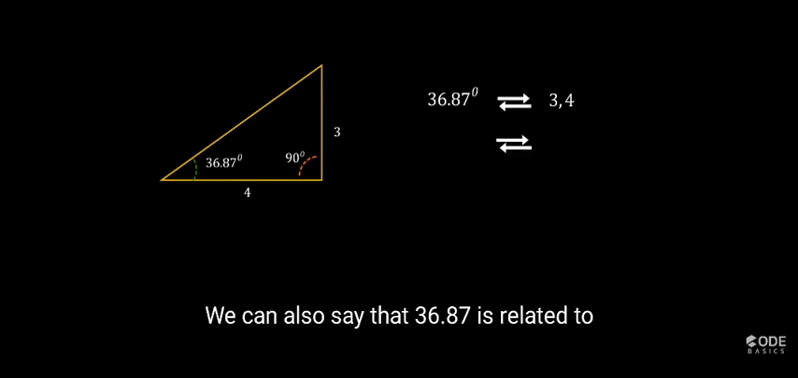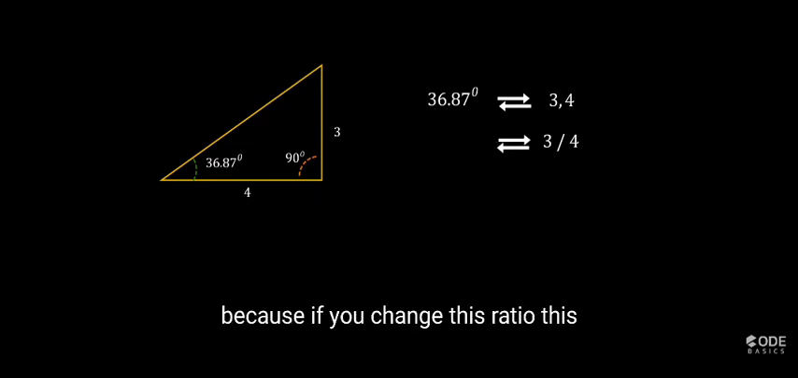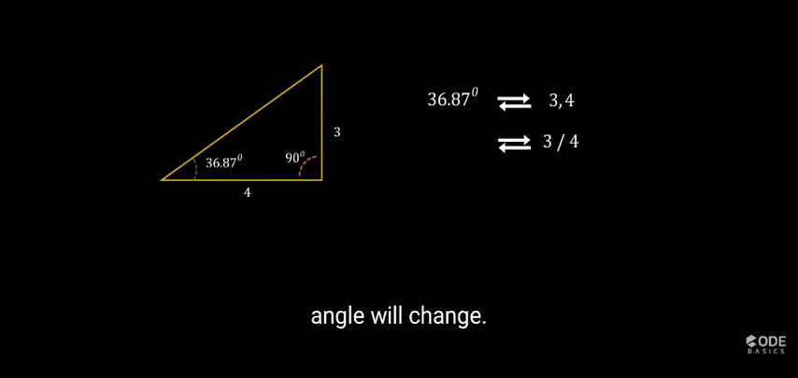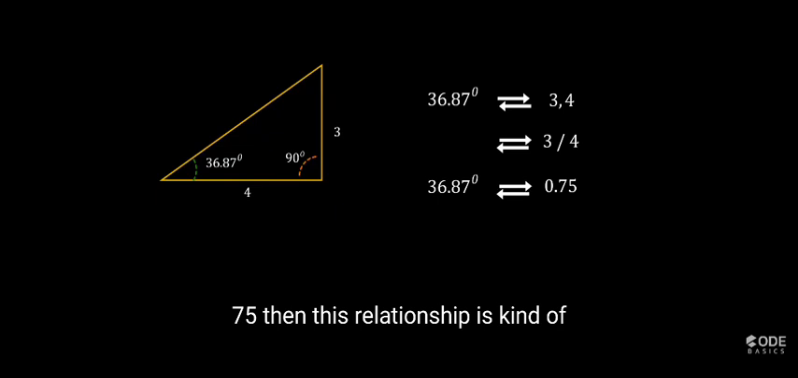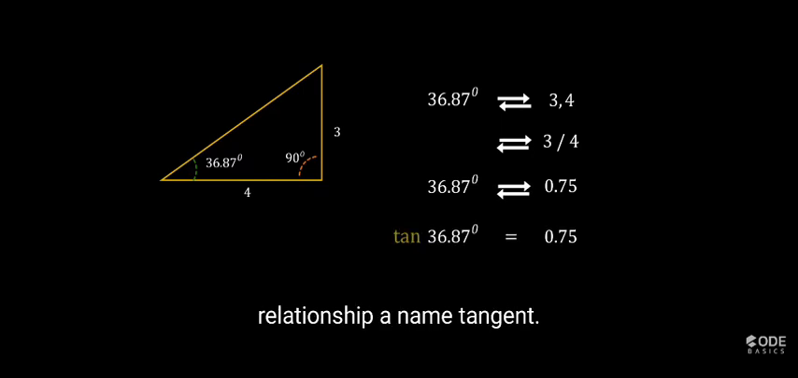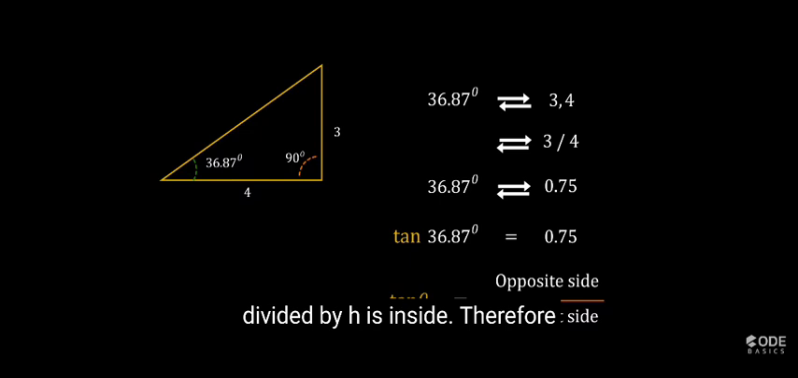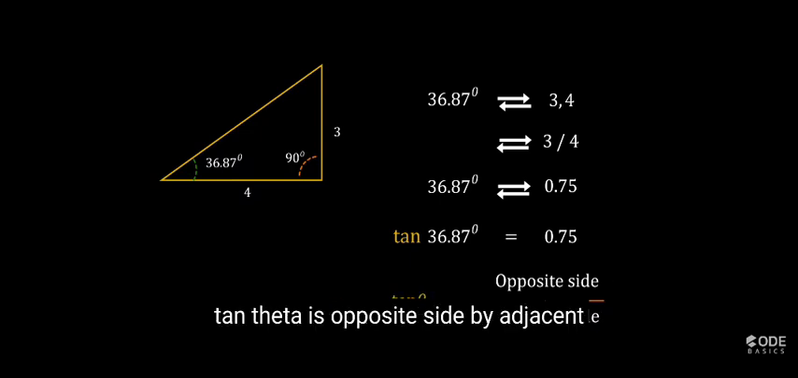We can also say that 36.87 is related to the ratio between 3 and 4, because if you change this ratio, this angle will change. And if the ratio is constant, let's say if 3 by 4 is 0.75, then this relationship is kind of constant. So mathematicians gave this relationship a name, tangent. They call this tan theta. Okay, so tan of 36.87 is 0.75, and you all know 0.75 is opposite side divided by adjacent side. Therefore, tan theta is opposite side by adjacent side.